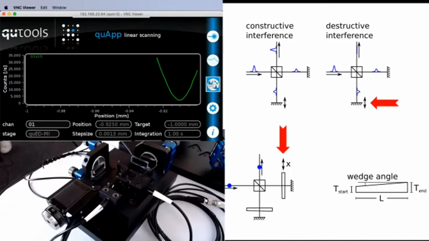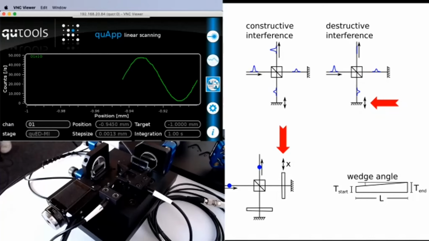Right, what we also see is that we were not at a perfect constructive interference before, and that's why when I put one of these business cards in one of the arms, it didn't go to half of it, basically.